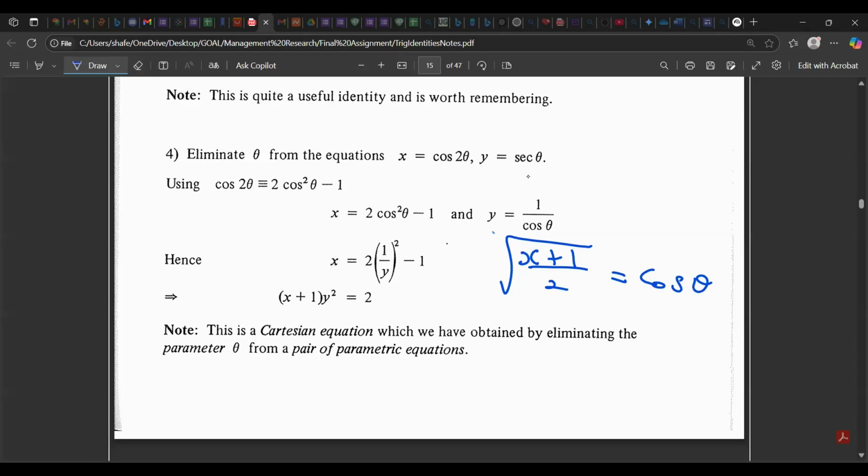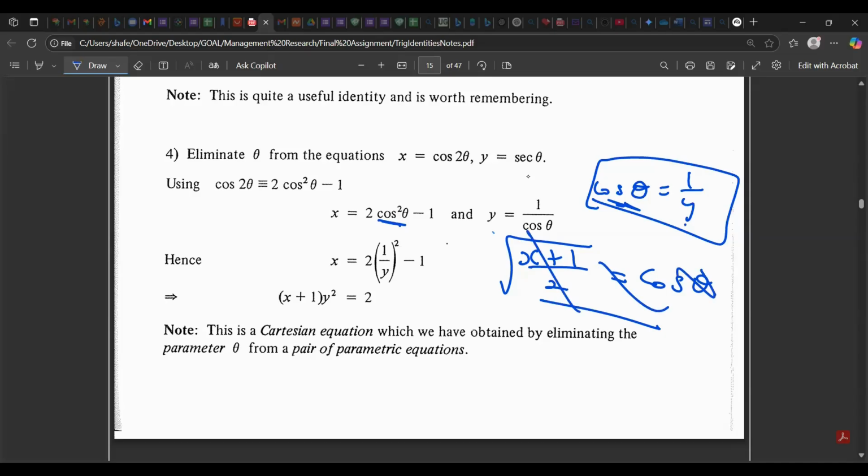And from this one, what do you get? You get cos theta is equal to 1 over y. Oh, so you didn't make use of this. You make use of this. So where you see cos theta, you put 1 over y. So down here, you put 1 over y squared minus 1. You didn't need it. And you do some removal of brackets and cross multiplying.